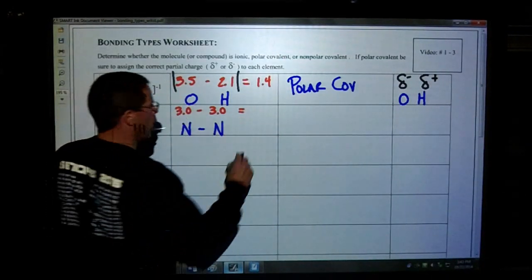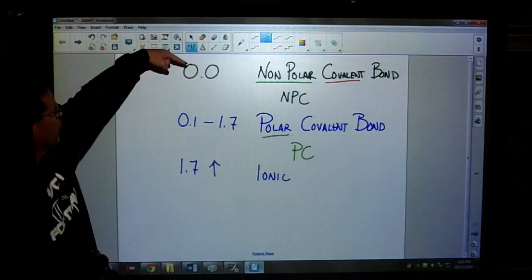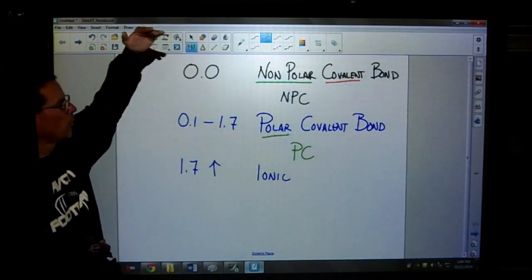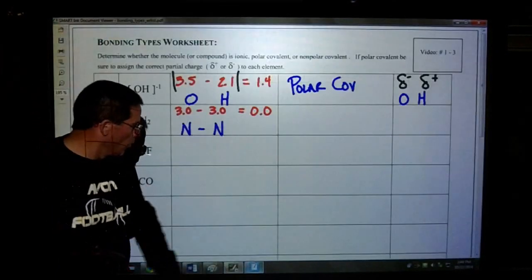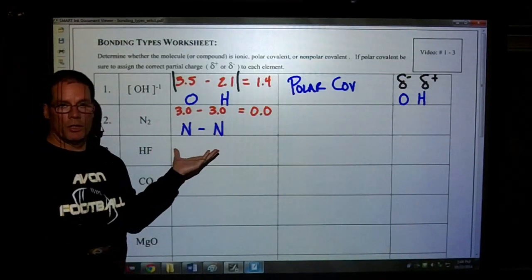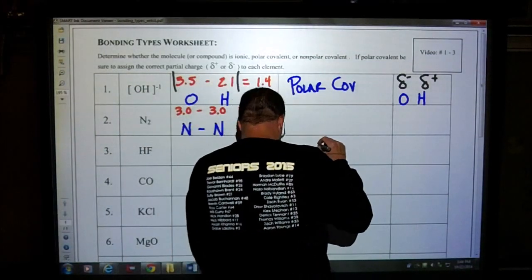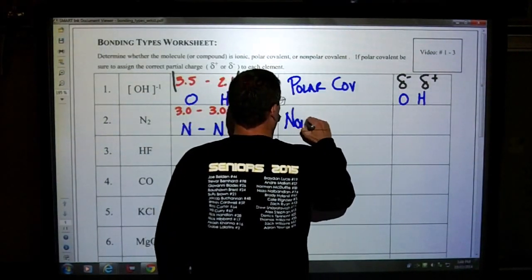Very good. 0. Okay. So if it equals 0, then we're looking at a nonpolar covalent bond, which means that these electrons between the nitrogens are being shared equally. So this is a nonpolar covalent bond.